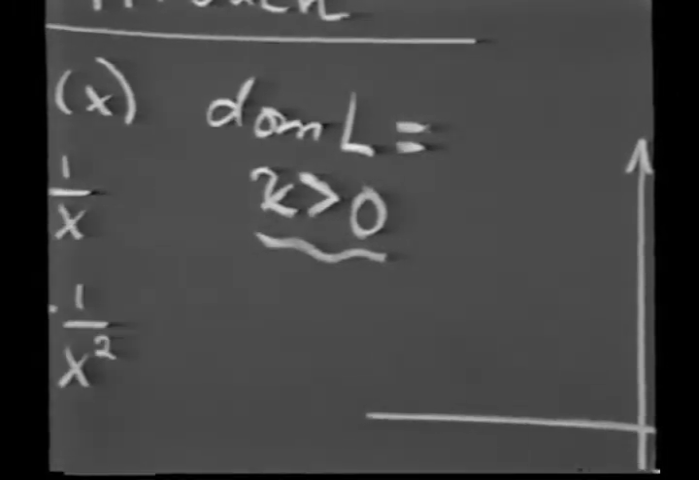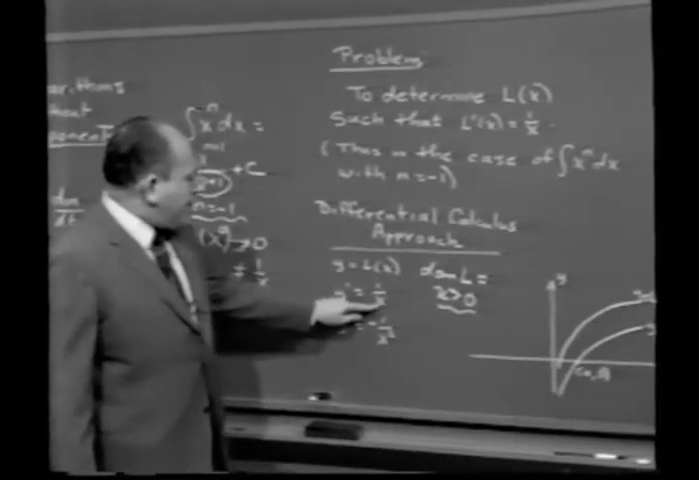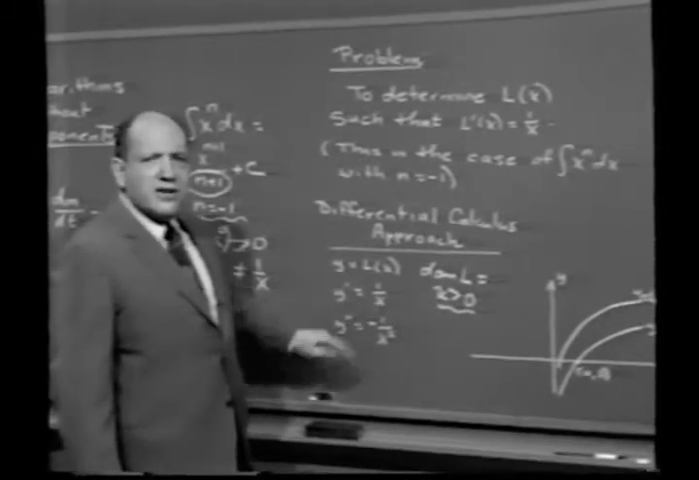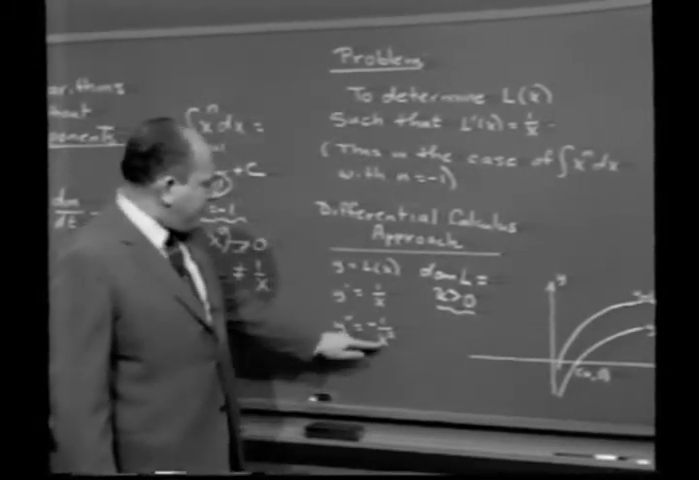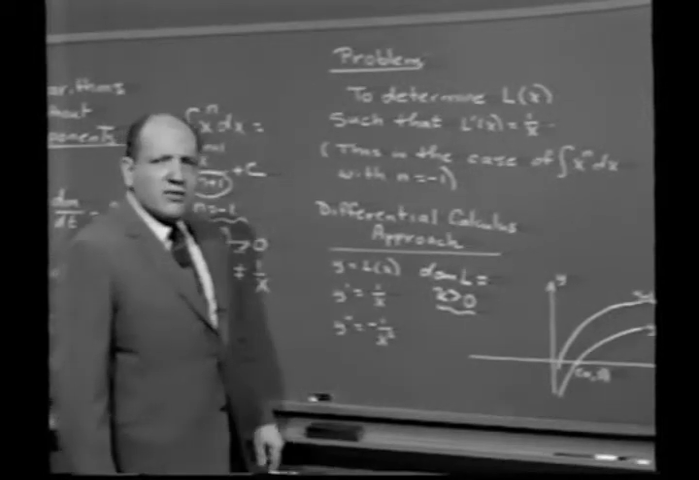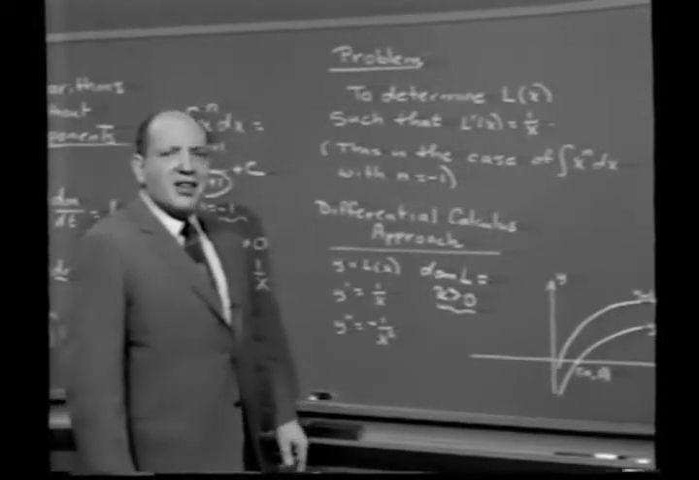Okay? Now, here's the interesting thing. Intuitively, I can now visualize how the function L of x must look. Namely, since its first derivative is 1 over x and x is greater than 0, that tells me that the curve is always rising. And secondly, since 1 over x squared is always positive, minus 1 over x squared is always negative, that tells me that my curve is always spilling water.